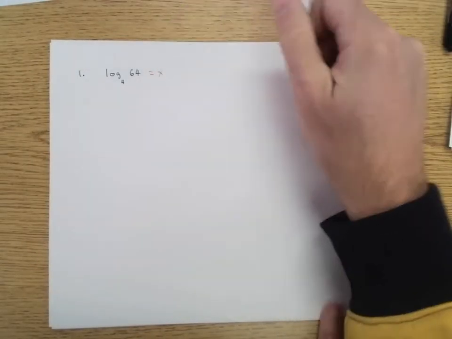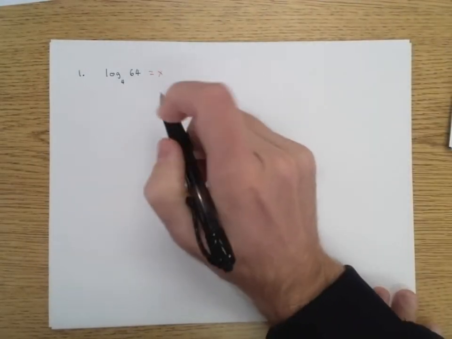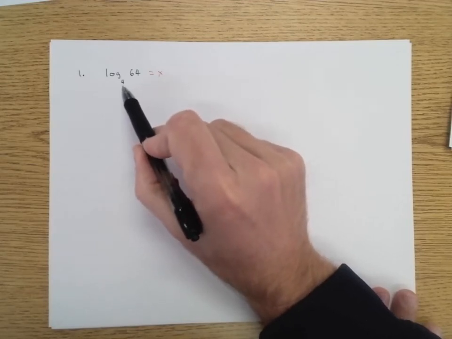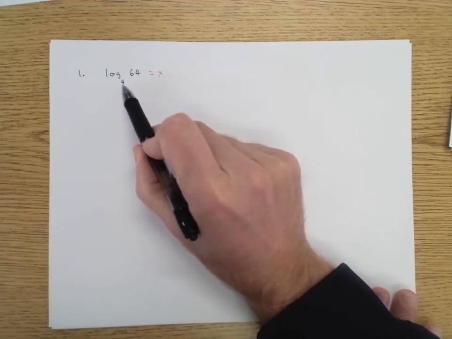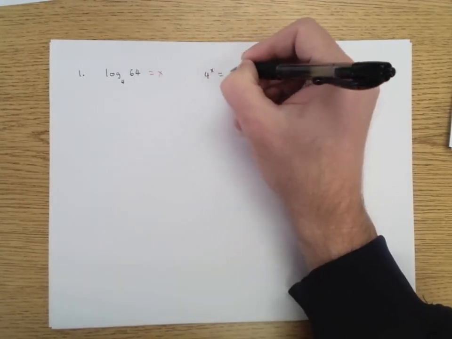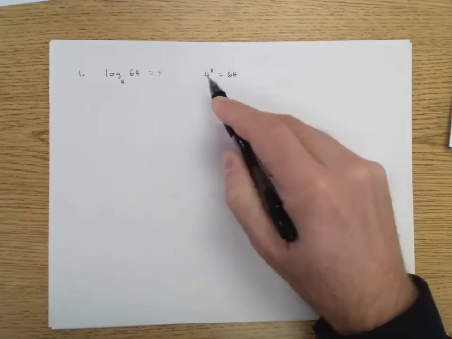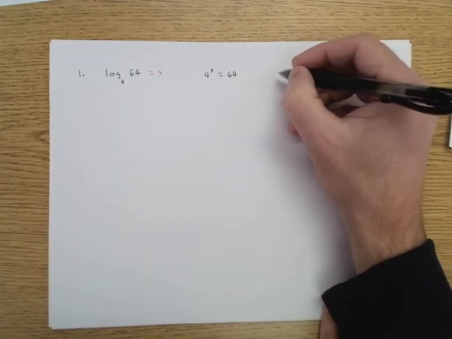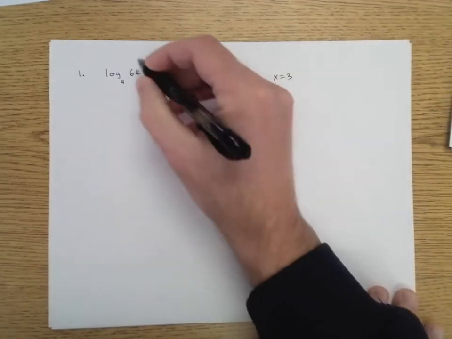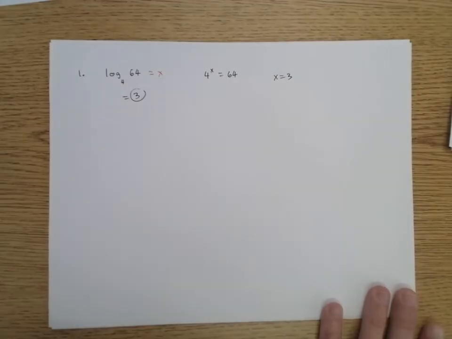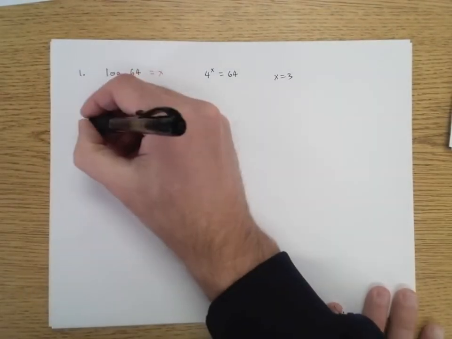If we rewrite this as an exponential equation, the base is 4. So it's going to be 4 to the power of x equals 64. Well, 4 to what power equals 64? And that's 3. So x is equal to 3. So in other words, when we evaluate this, we would get 3.